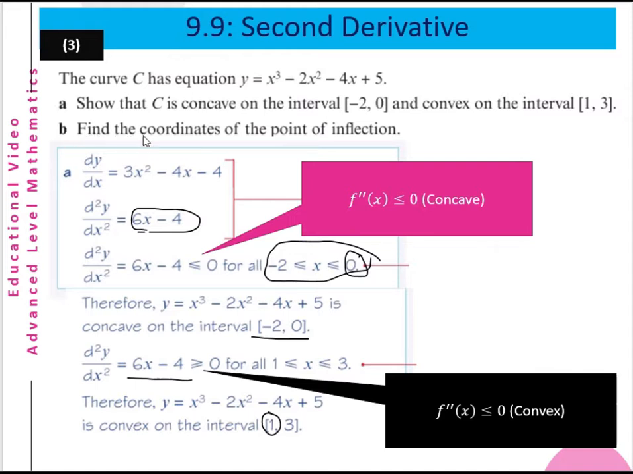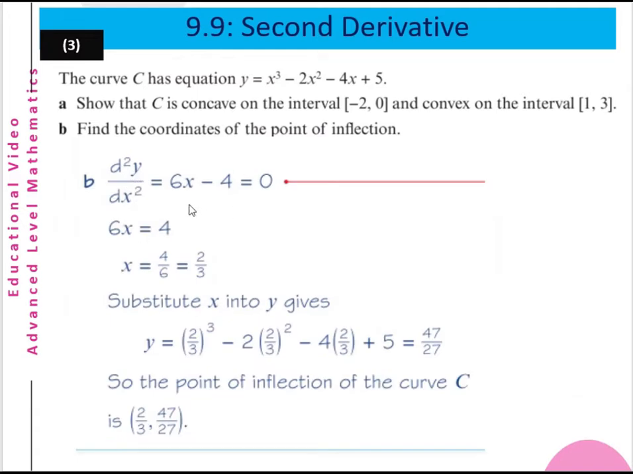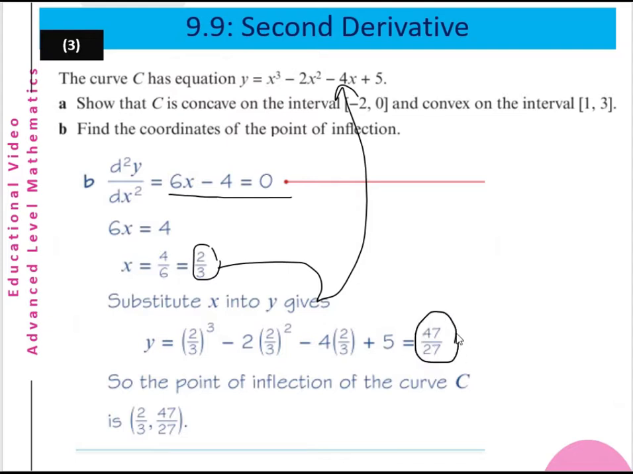In part B, we have to find the coordinates of the point of inflection. So the second derivative, 6x minus 4, equals 0, and x is equal to 2 over 3. Substitute this 2 over 3 into the y equation, and we get y equal to 47 over 27. So the point of inflection of the curve C is (2/3, 47/27).